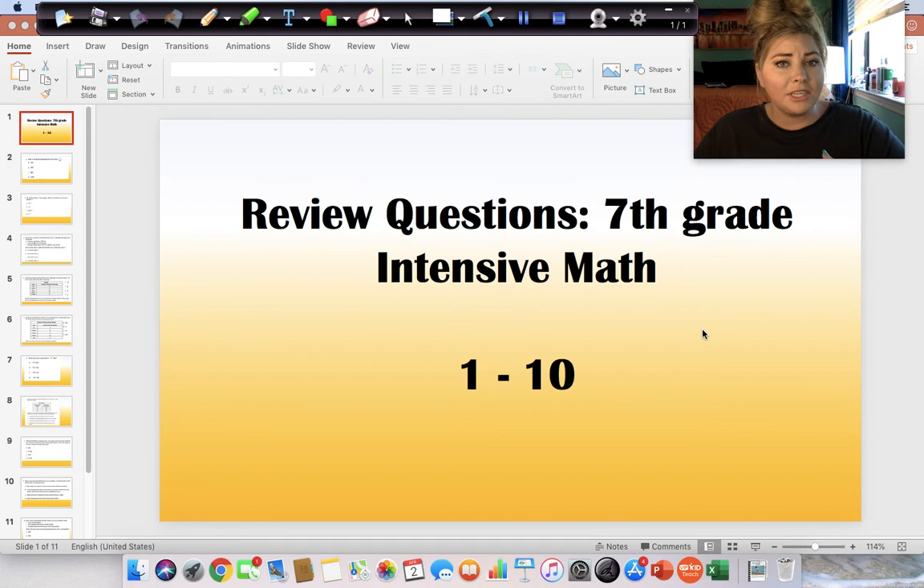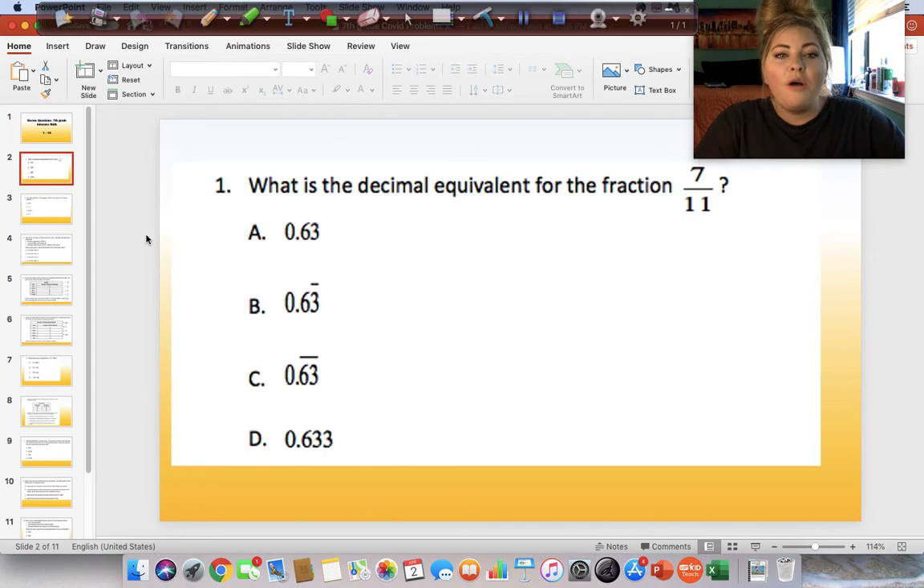If you did not miss the question and you have already shown your work on your own and you got it right, fantastic. Then you don't have to do anything but sit there and listen. So let's go ahead and get started. Okay, so it says, what is the decimal equivalent for the fraction 7/11ths?